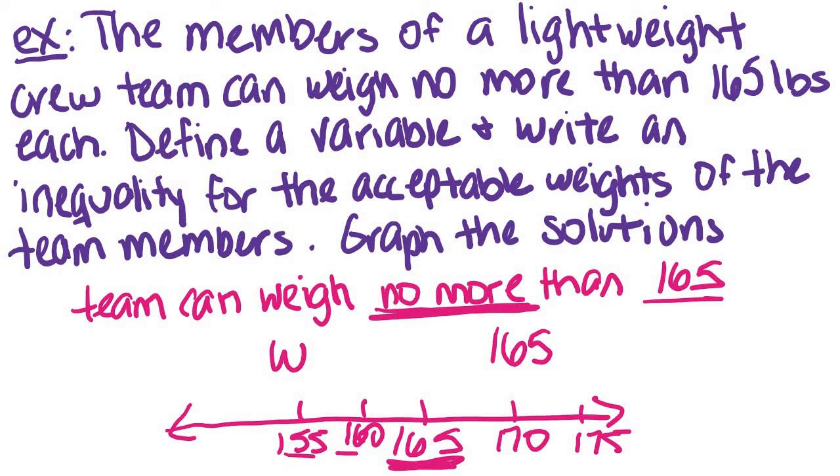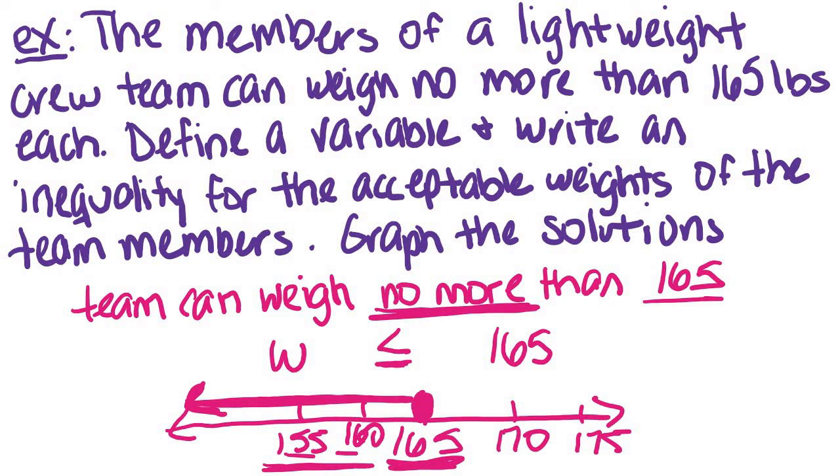So does that mean it includes or does not include the 165? It includes the 165. The 165 is the most it can be. So we're going to draw a solid circle. And we want all the ones that are no more than, meaning smaller than 165. So our arrow goes this way. So how would we write that? Well, we write the little line on the bottom because we have a filled in circle. And we want all the W's that are less than or equal to 165. So that is how we would write our inequality, and that is how we would graph it.